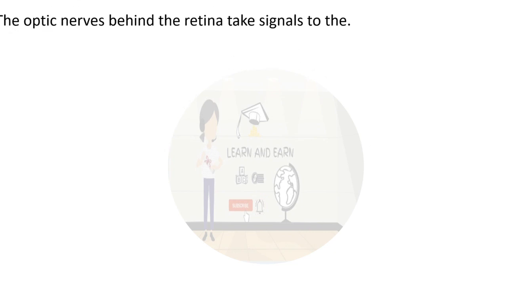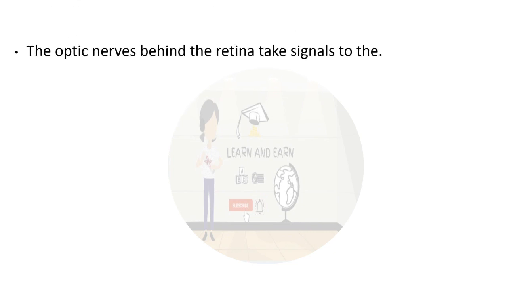The next MCQ is, the optic nerve behind the retina takes signals to the option A, arm, option B, brain, option C, ear, option D, nose. The right answer is option B, brain.